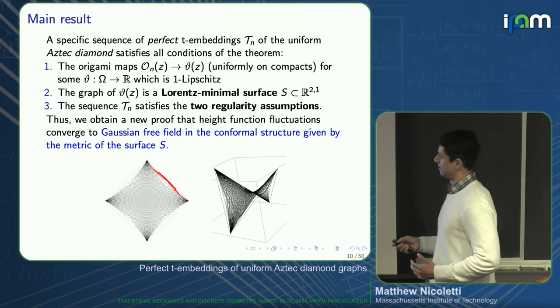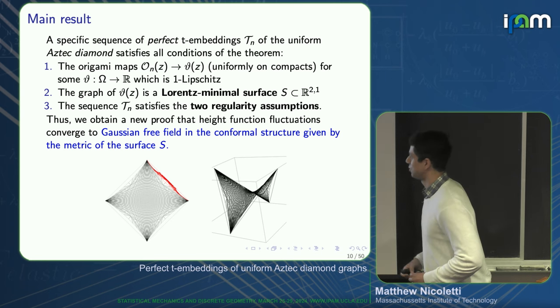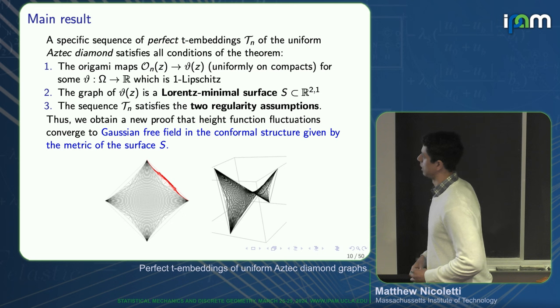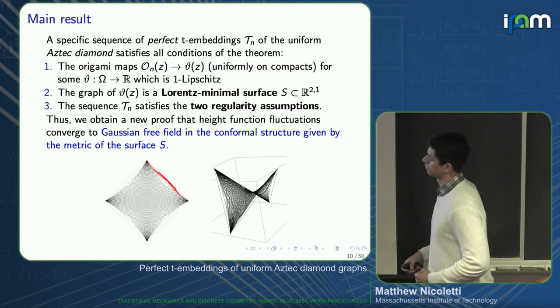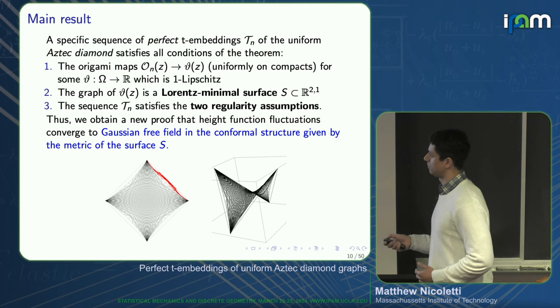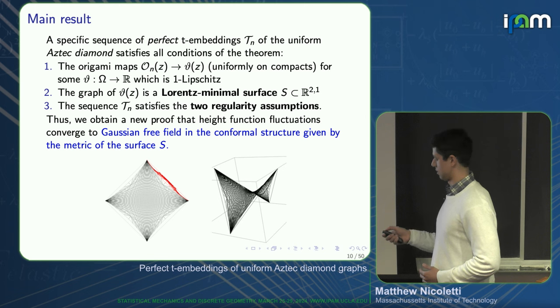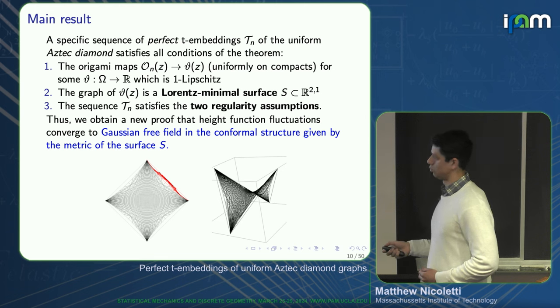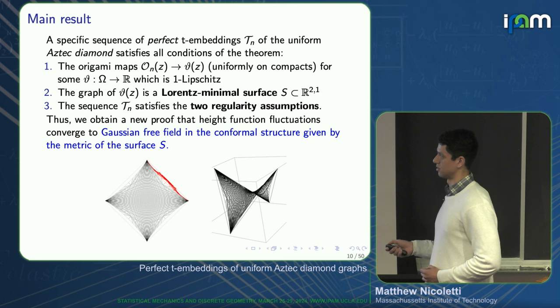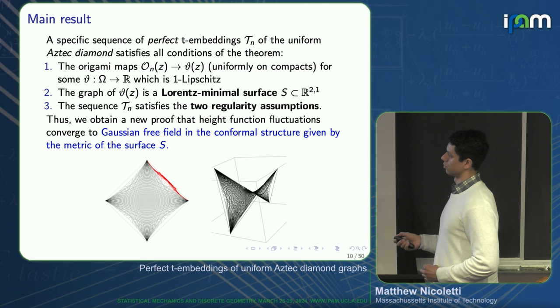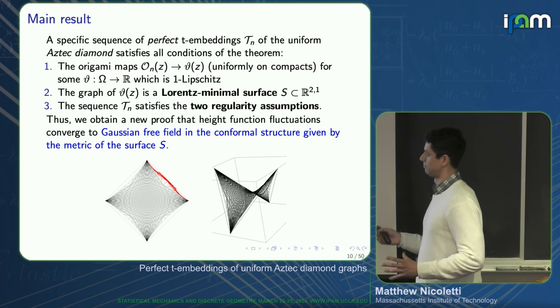Okay, so before I give a definition, our goal is to show that in two special cases. First, in the case of the Aztec diamond, we want to show that all of these assumptions are satisfied, so that the techniques of the previous work lead to a new proof of Gaussian fluctuations. And then we compute some things in that other example of tower graphs.